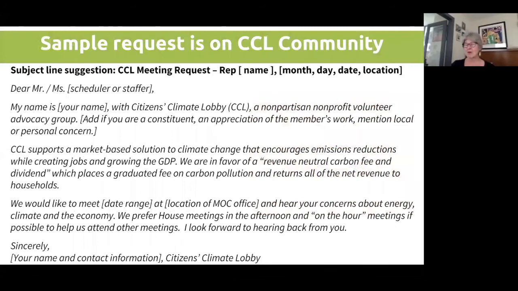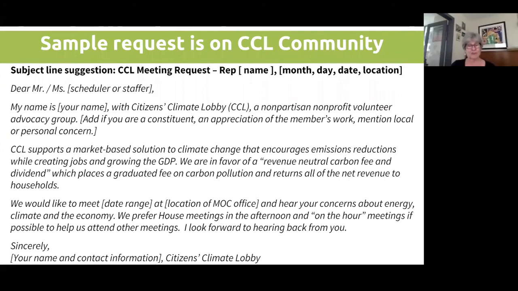Now here's a sample request. You don't need to write this down. It'll be posted on Community. It's only about 160 words. So the first paragraph is identifying yourself and maybe an appreciation. The second paragraph is CCL's market-based carbon fee and dividend, and what the topic is going to be, and lastly, the specifics of the date range.